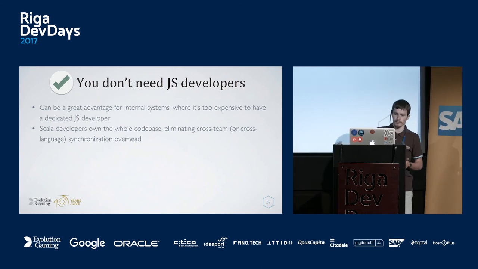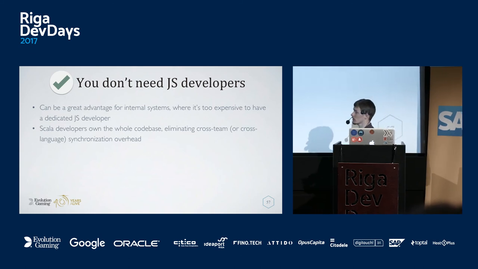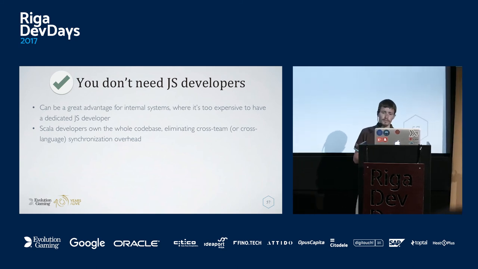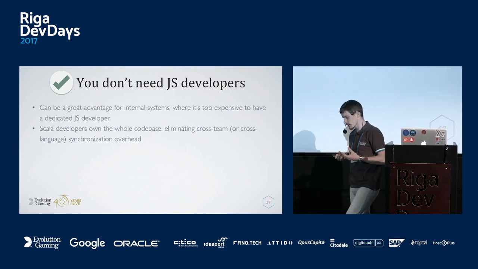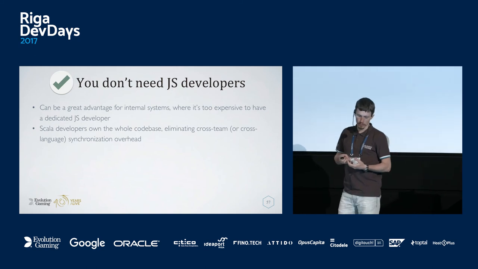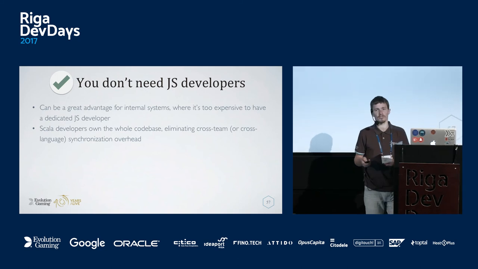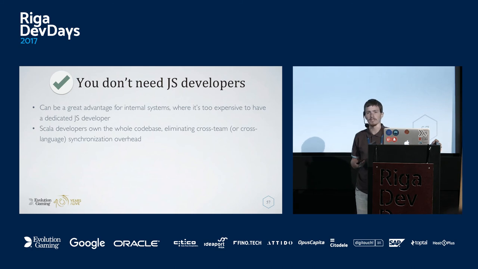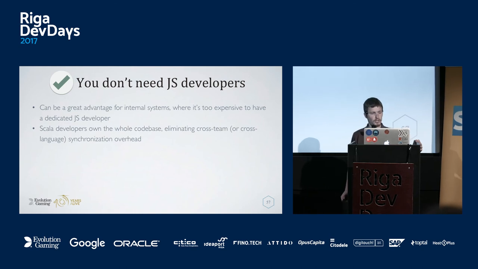And in these cases, there are also a lot of advantages. Scala developers will own the whole code base, and various changes will be done much simpler. And of course, if you have a team of Scala developers that really want to write front-end in Scala as well, you can just call back your JavaScript positions. You can just revoke them because you don't actually need them. Your Scala devs have everything these days to do full-stack development without resorting to ancient technologies.